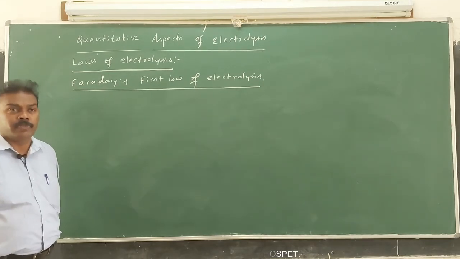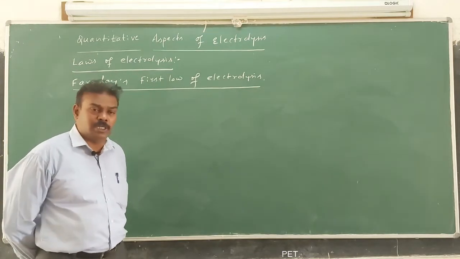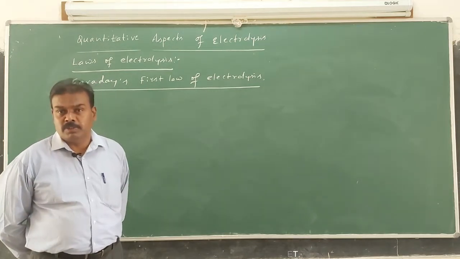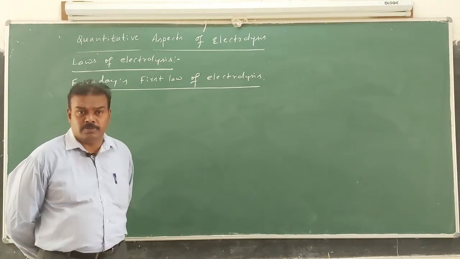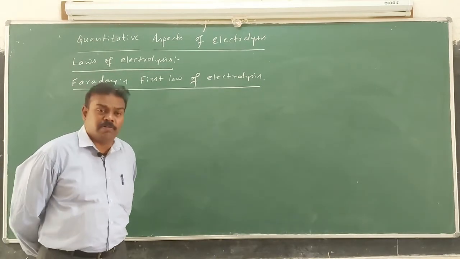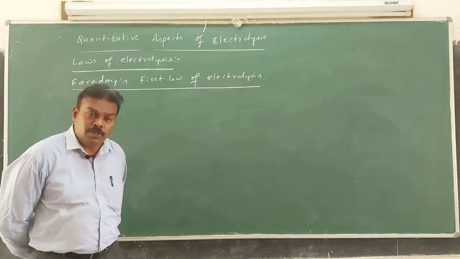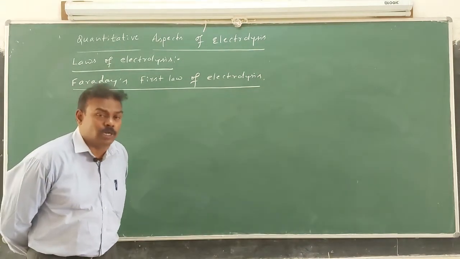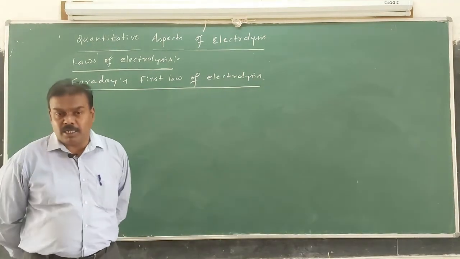So first of all, whenever we pass electric current through the electrolytic solutions, the substance is deposited at the electrodes. As the quantity of electricity increases, the amount of the substance produced at the electrodes also increases. This is what is called Faraday's first law of electrolysis. What is the statement of the law?